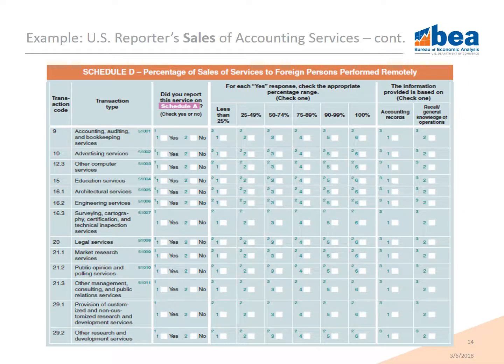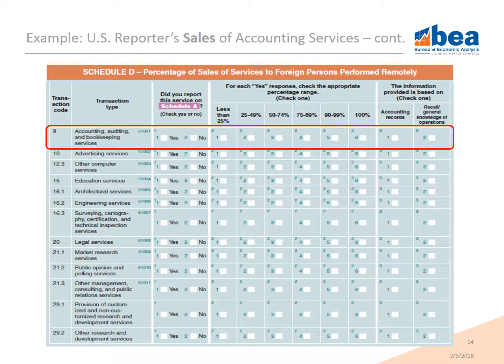We now have all the information required to complete Schedule D for this U.S. reporter. First, locate the row for accounting, auditing, and bookkeeping services from the leftmost column of the table, and check the box indicating you reported accounting services on Schedule A.